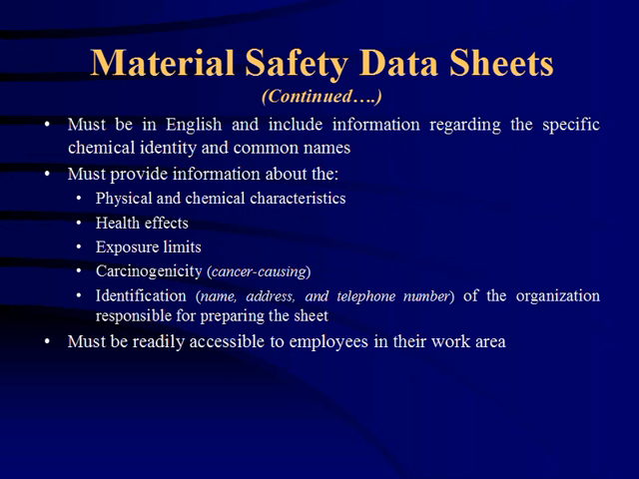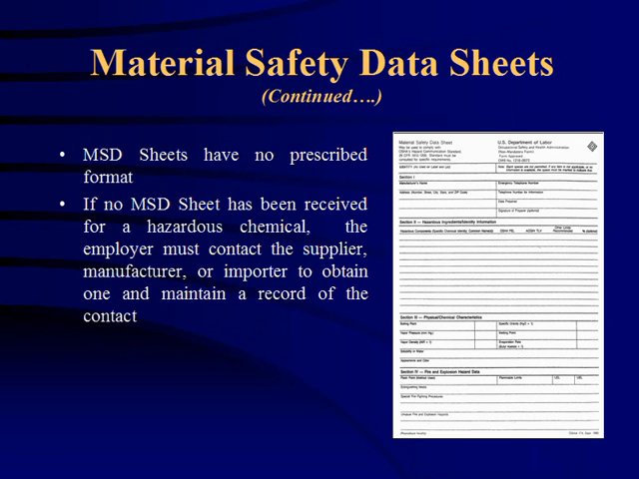Material safety data sheets must be in English and include information regarding the specific chemical identity and common names. MSDSs must provide information about the physical and chemical characteristics, health effects, exposure limits, carcinogenicity, and identification of the organization responsible for preparing the sheets. MSDS sheets must be readily accessible to employees in their work areas. One MSDS may apply to multiple complex mixtures having similar contents and hazards.